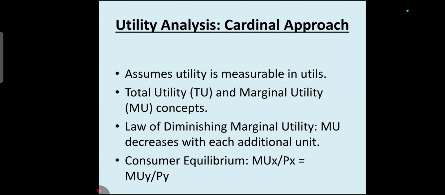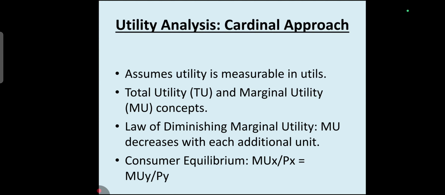Now, if we talk about the analysis approaches of consumer behavior, we have two approaches: cardinal approach and ordinal approach. The cardinal approach assumes that utility is measurable in utils. Utils you can understand as something measurable in numeric form, which can be expressed in numbers. That is your cardinal approach of consumer behavior, wherein we will be studying total utility and marginal utility concepts.